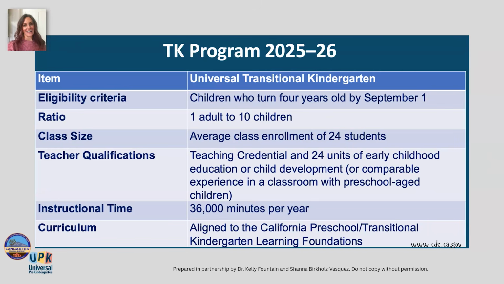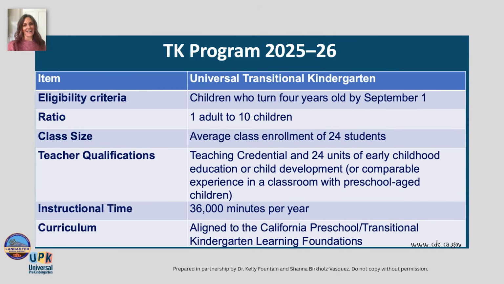In prior years, only some 4-year-olds were eligible for TK, but now if you turn 4 by September 1st, you're eligible to enroll in TK. This year, the adult to student ratio also decreased from prior years. It used to be 1 adult to every 12 students, and now we require 1 adult for every 10 students to allow for more individualized support for our youngest learners. The average class size for TK is 24 students, but I really need you to keep in mind that that is average per school site, not per classroom. That's a little bit of a distinction there.